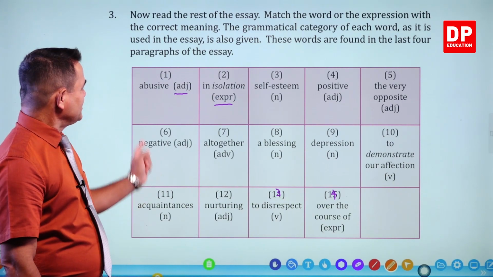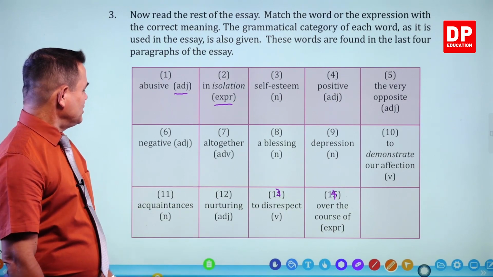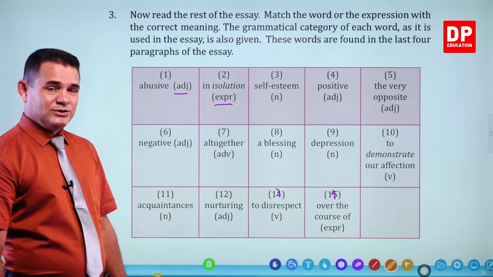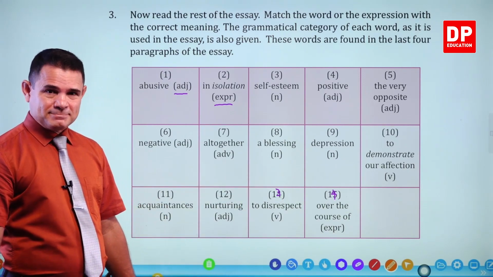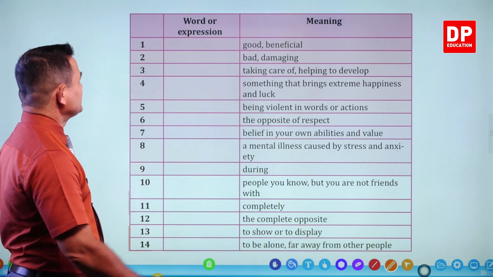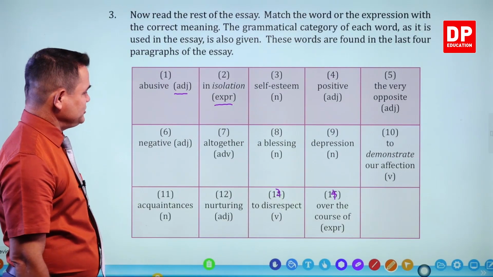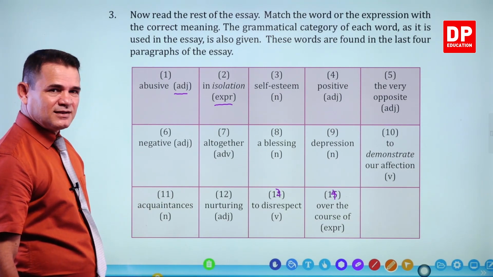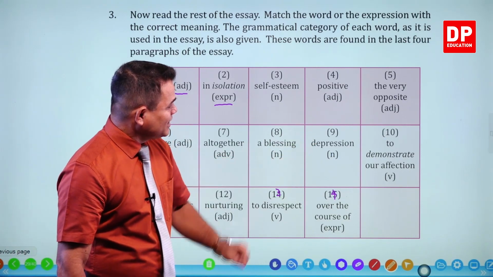Yes, select from here: acquaintance, nurturing, disrespect, altogether, negative, in isolation, self, positive, the very opposite, and good and beneficial, හොඳයි ඒ වගේම වාසිදායකයි, and it could be blessing, right? Number 8, we'll put the number right there. And let's see, bad and damaging. Bad, නරකයි, අපිට damage කරනවා, that sort of an idea. It could be abusive or negative, and altogether blessings, depression.